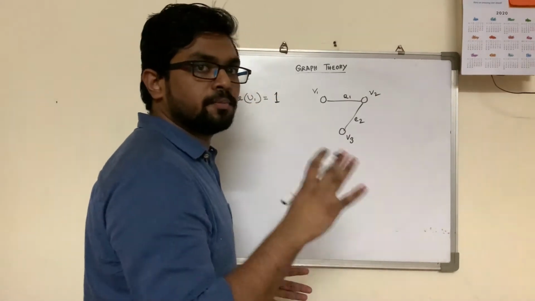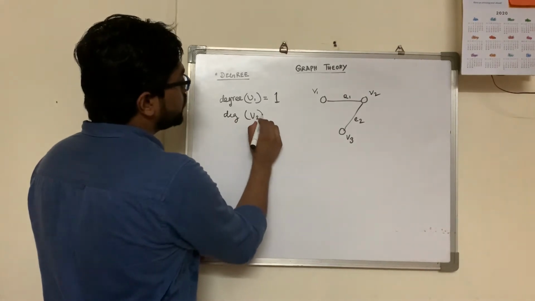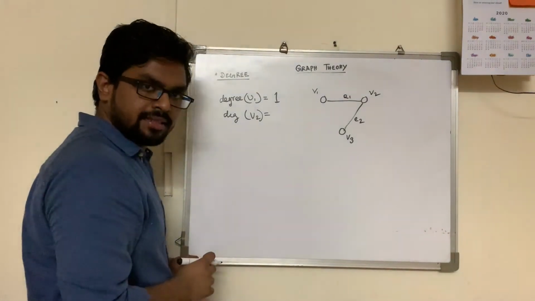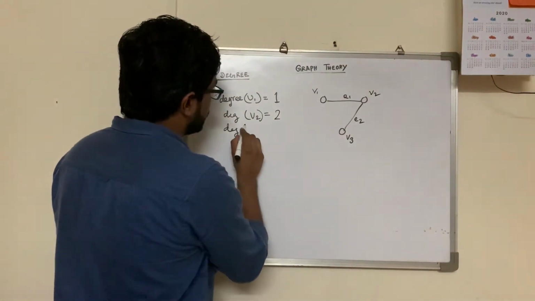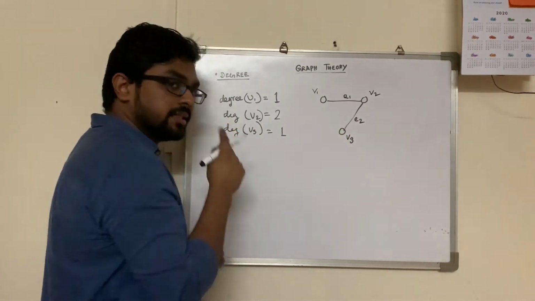Simple, very simple. Now what is the degree of V2? Here 1 and here 2. 2 edges are incident, right? So that is why it will be 2. What will be the degree of V3? It's simple, only 1, correct?